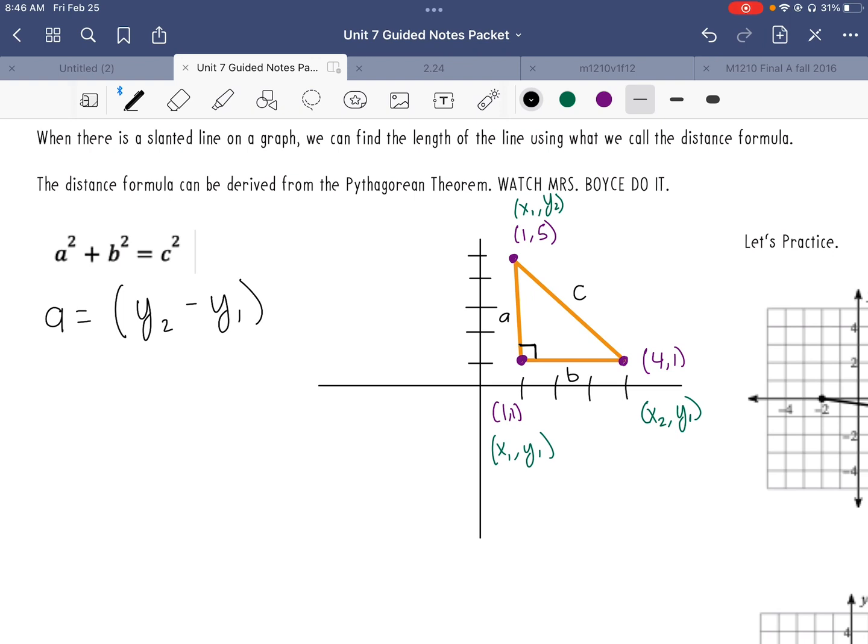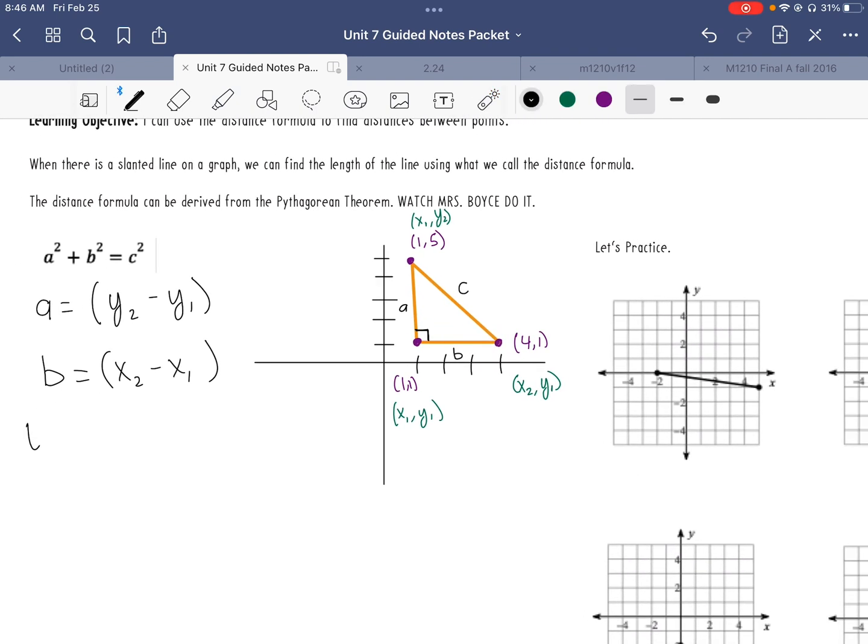You can do the same thing for B. This time the y value is not changing at all. It's staying constant. So we would take this x value and subtract this x value to get this length. So you would do x2 minus x1. In this one, x2 is 4 and x1 is 1, so we think it should be 3. Let's count it: 1, 2, 3. Sure enough, this works. Then you can use substitution.